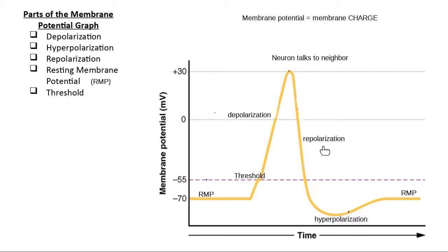I was trying to get negative again, but I wasn't trying to get that negative. I am too much polarized. Remember, hyper was too much. So hyperpolarization, I'm too polarized. Over time, I will get back to my resting membrane potential.